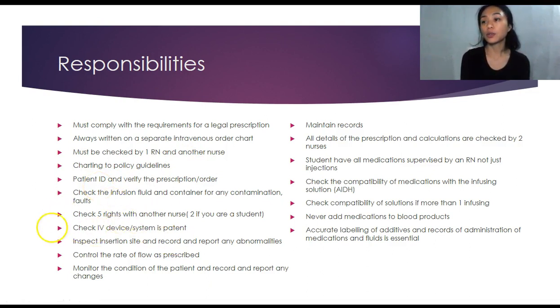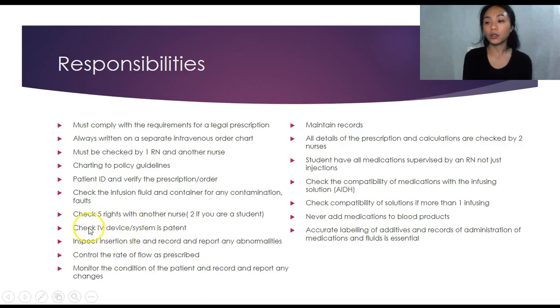We always check the fluid for any contamination and faults or tears or leakages in the bags. We have our 5 rights. When you're going on placement as a student, make sure it's 2 nurses plus you that checks. If you're the one who's leading the procedure, you need 2 other nurses supervising. 1 nurse to supervise and another nurse to double check.